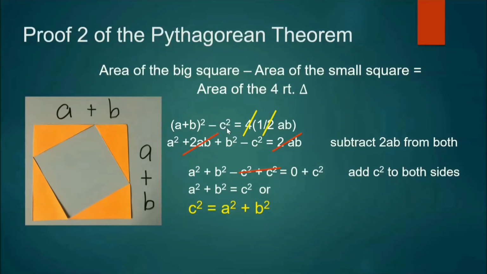C squared, is equal to the area of the 4 triangles, so 4 times 1/2 AB, and then we subtract AB from both sides. So the resulting equation is A squared plus B squared minus C squared is equal to 0, and then we add C squared to both sides to get the final result, which is C squared is equal to A squared plus B squared. The Pythagorean theorem is proven.